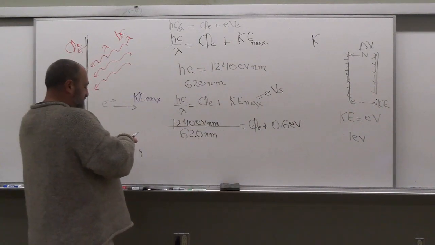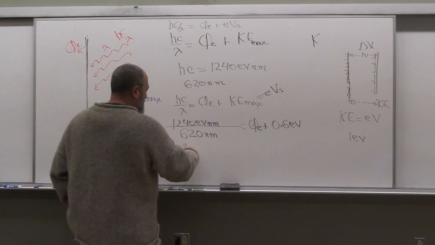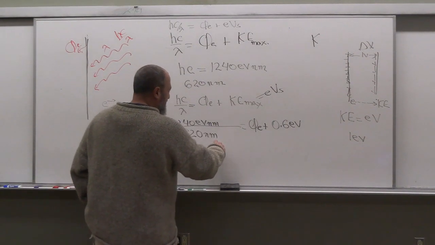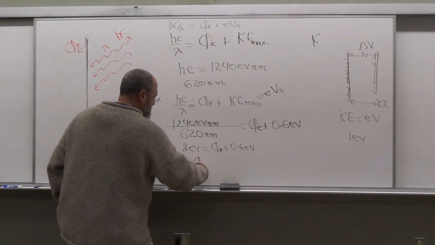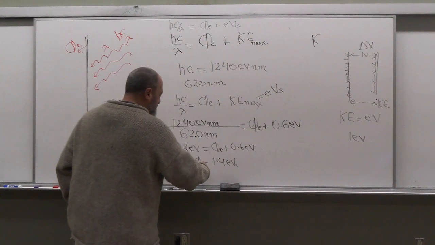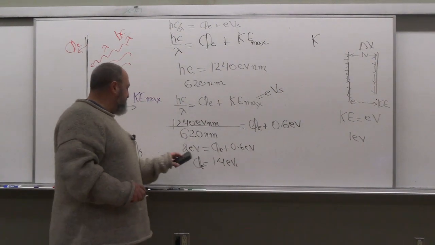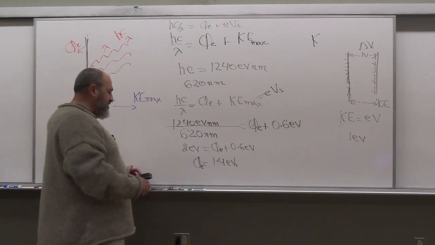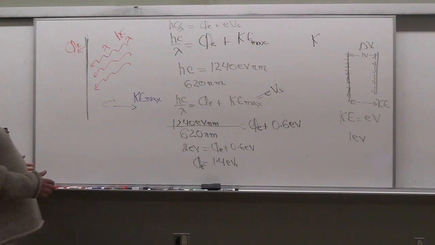So what is phi electric? Well, that number is now an easy 2 eV equals phi electric plus 0.6 eV. So phi electric should be 1.4 eV. That's the work function of that metal. That's how much energy it takes to get an electron out. So what happens when your light coming in does not have the right wavelength?